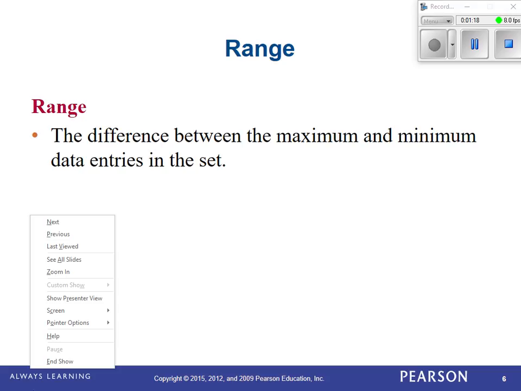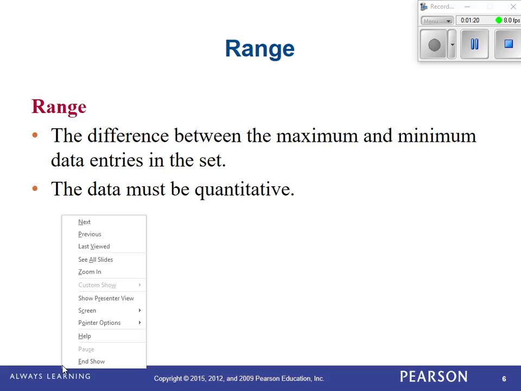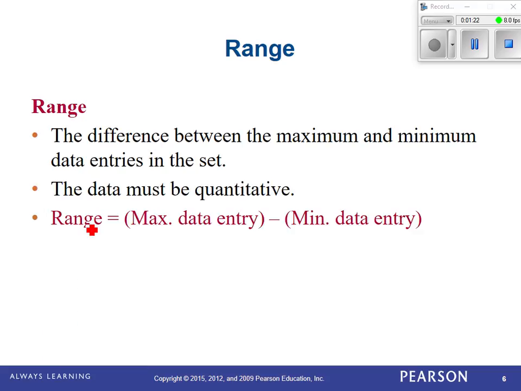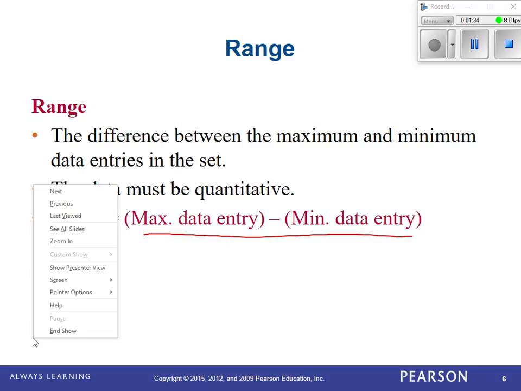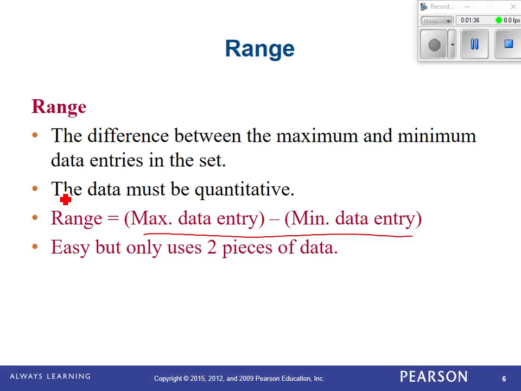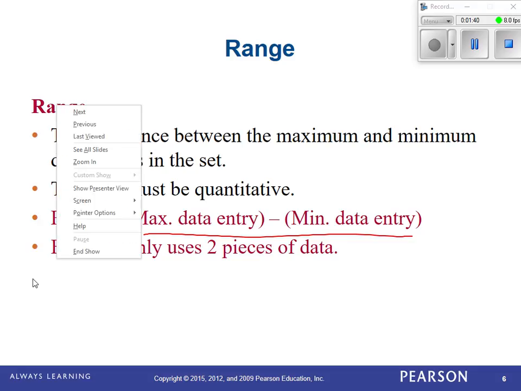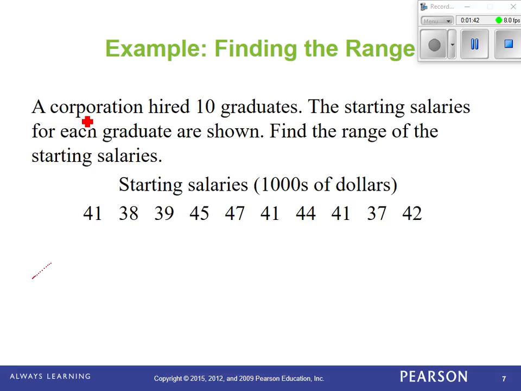First, range. Range is pretty easy. Data's got to be quantitative, so it's got to deal with numbers. And to do your range, you just take the maximum minus the minimum, highest minus lowest. Don't make range harder than it is. We don't use range a whole lot, but we will use it some. We don't use it a whole lot because it only uses two pieces of the data.